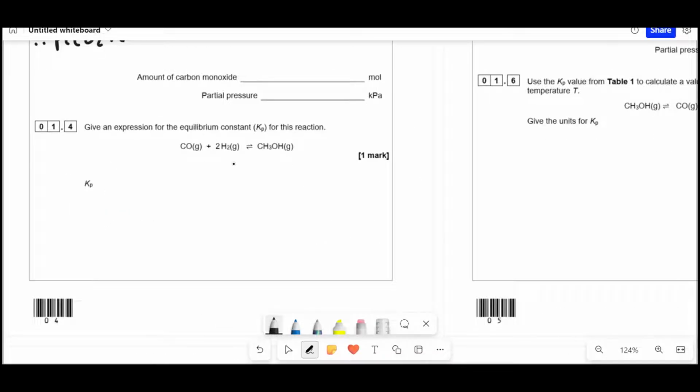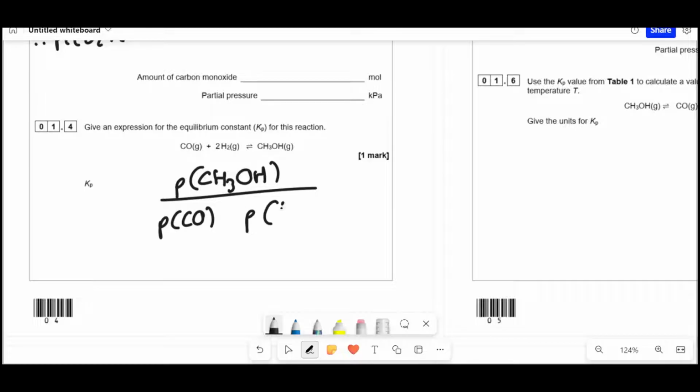Then it says, give an expression for the equilibrium constant Kp for this reaction. It's going to be your partial pressures, because we're dealing with Kp. So it's going to be PCH3OH. There's only one of them, so there's no power there. And then it's going to be P of all your reactants. So carbon monoxide, and then PH2. But because there's 2 moles of it, it's squared.